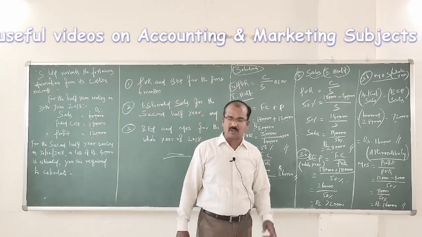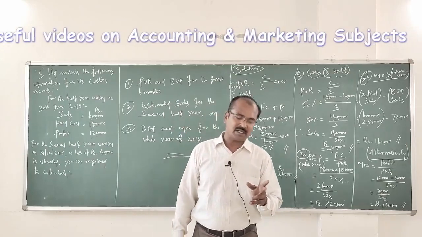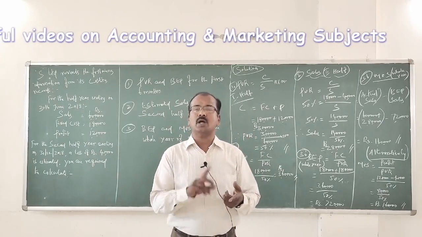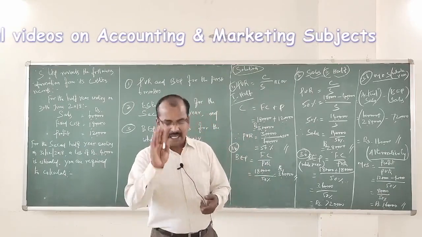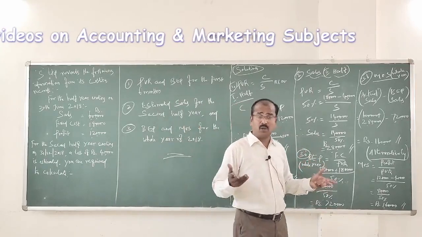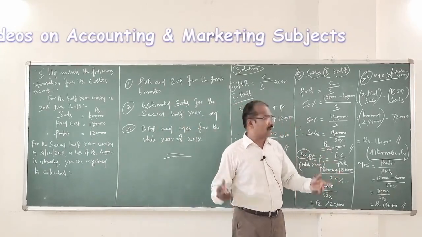And the next one is what? Margin of safety. There are two formulas available for calculating margin of safety. One is actual sales minus BEP sales. Two, profit divided by PVR. I have made use of both the formulas to calculate margin of safety here. Whatever is convenient for you, that you can follow.